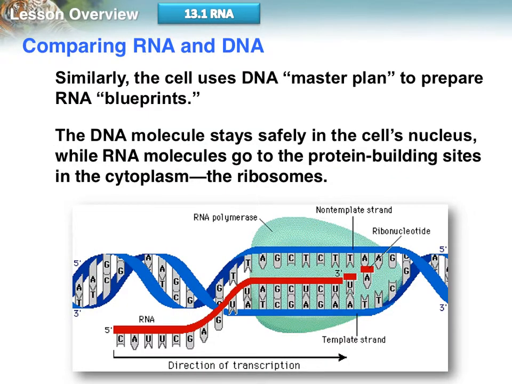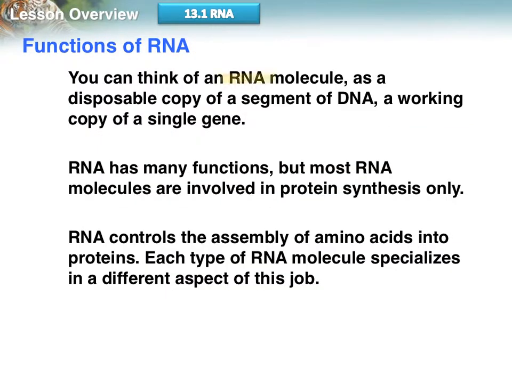We do this so that the DNA molecule can stay safely in the nucleus, while the RNA molecule can go out to the ribosomes where the proteins are actually built. So we need to keep that DNA safe in the nucleus, just like we keep the master plan safe at the main office. An RNA molecule is a disposable copy of a single gene, just a piece or a segment of the DNA.